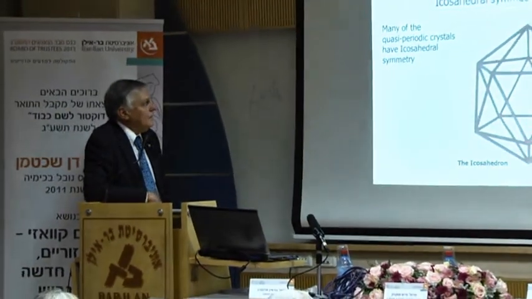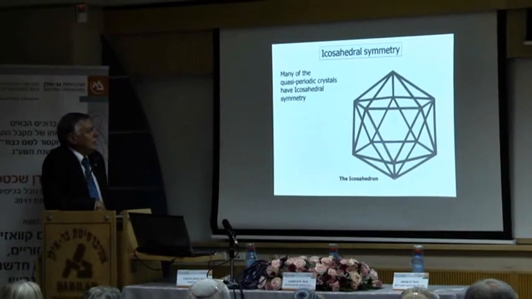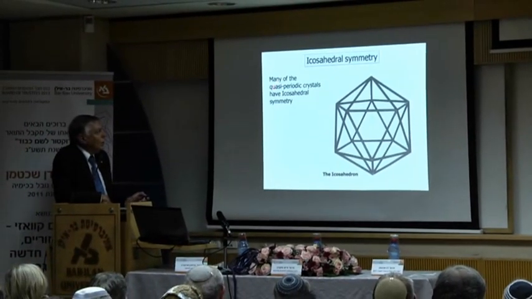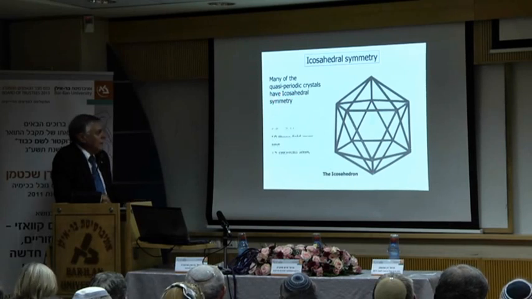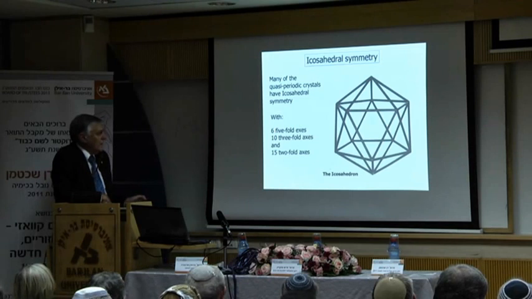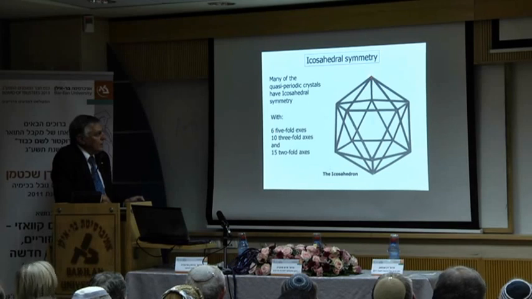Okay. Why icosahedral symmetry? This is an icosahedron, and this is a platonic solid. Many of the quasi-periodic crystals, but not all of them, have icosahedral symmetry. And this icosahedron has 6 5-fold axes, 10 3-fold and 15 2-fold. Here is an example of one 5-fold axis. Look here. If you look from here to the center, put your eye here, not too close, sharp. Look to the center, then you see a 5-fold rotation symmetry.